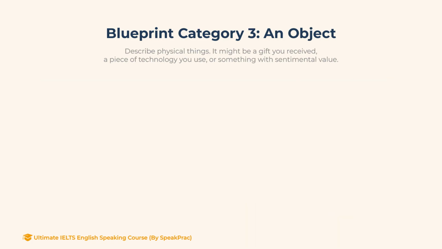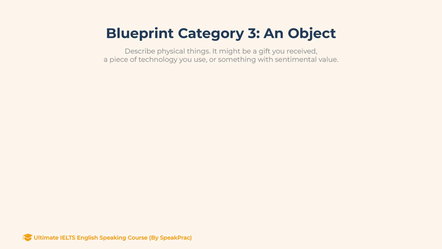Blueprint Category 3: an object. This category is about physical things. It might be a gift you received, a piece of technology you use, or something with sentimental value. Now, when I actually did my IELTS speaking test, Part 2, I got a question about a piece of technology that I use, so I know that this can really apply here.